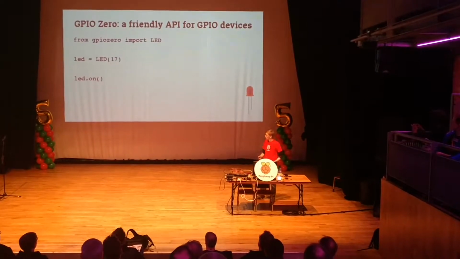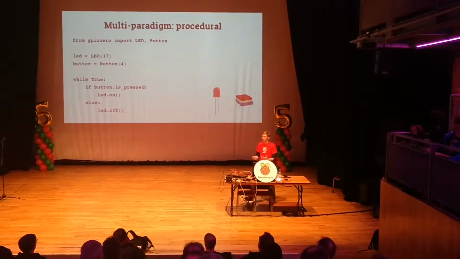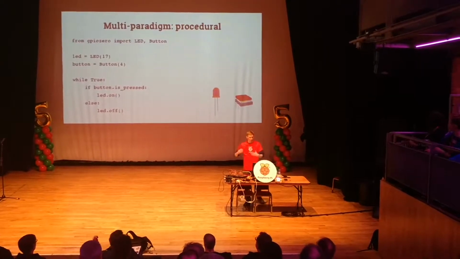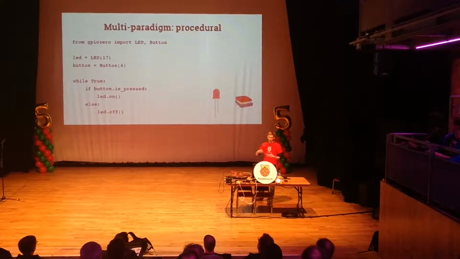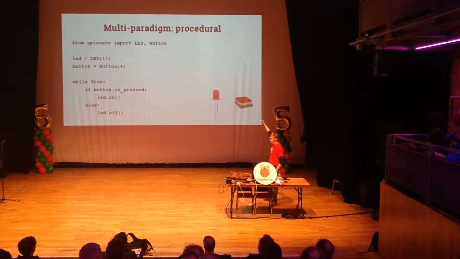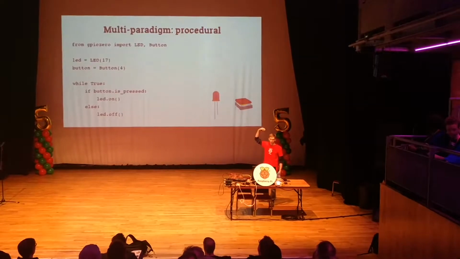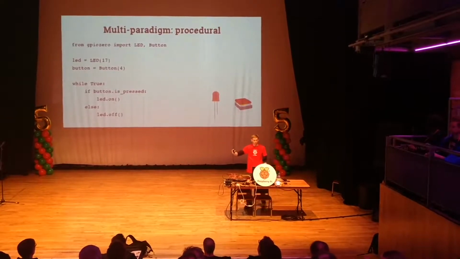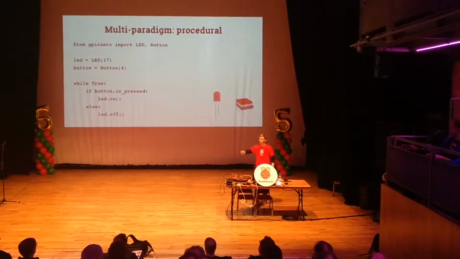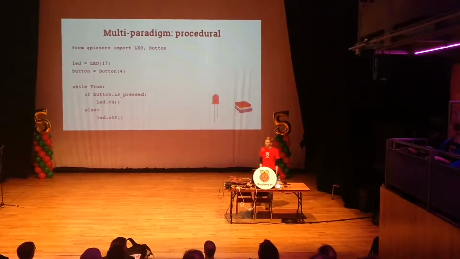I want to start by talking about the multi-paradigm approach that we have in GPIO Zero. So this is one example, which is a good way to get started. This is the code I would write if I was working with a child or with a teacher who's new to this. It's just procedural, going from the top to the bottom, there's a loop, and it's using an if statement. We create our LED, create our button, and we say while true, if the button's pressed, turn the LED on, else turn it off, which means your button controls your LED. It's a very simple programming concept.